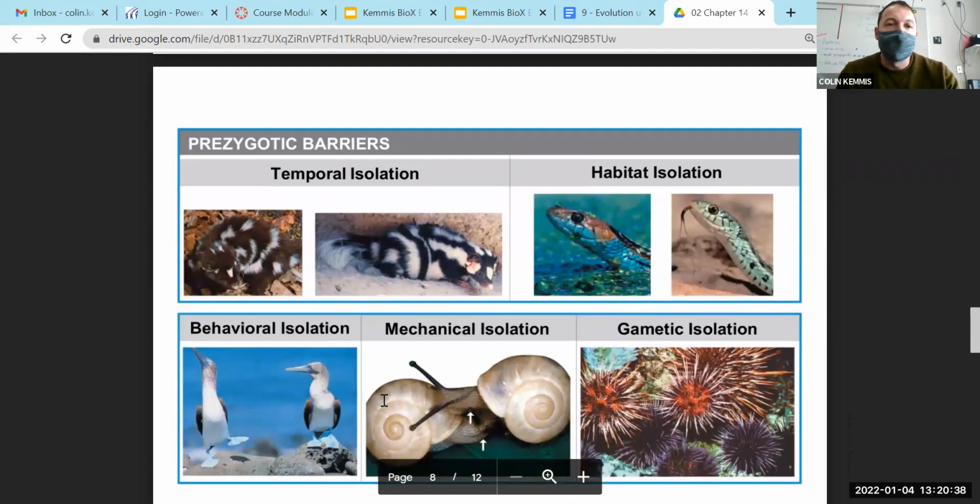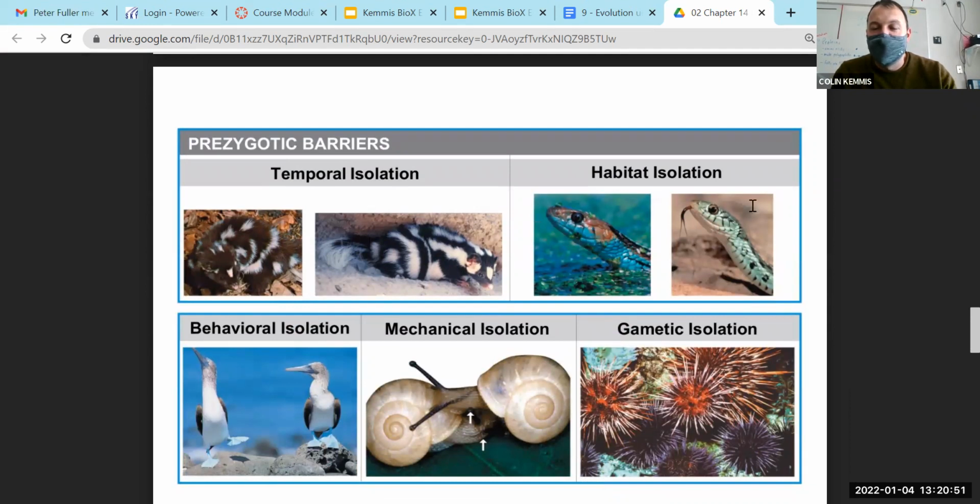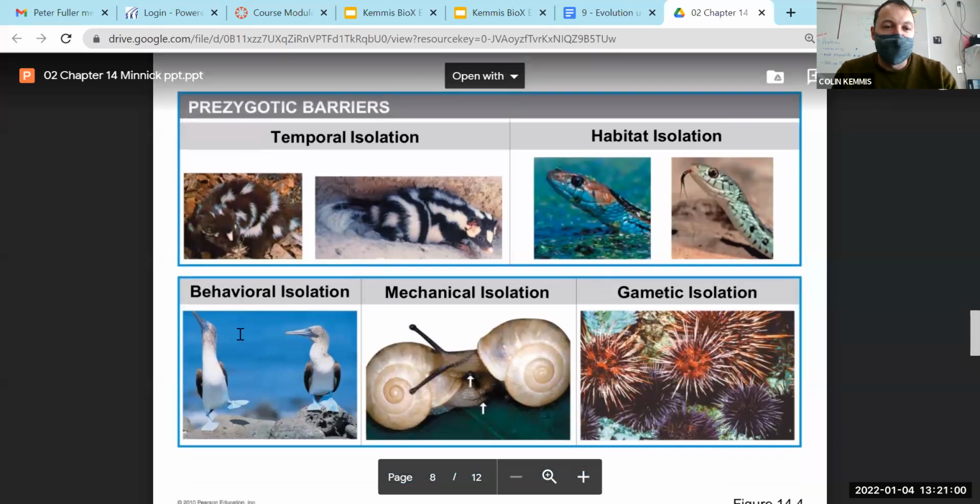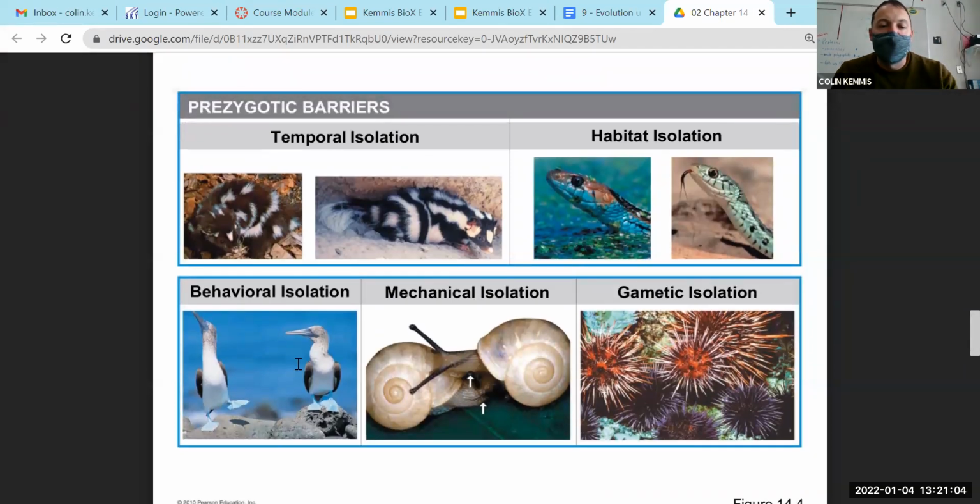The book does a pretty good job of getting examples of this one. Temporal isolation is separated by time. They breed at different times of the year. Habitat isolation: look carefully behind the snakes. This one lives in water, this one lives mostly on the land. Yeah, they're not going to meet. They live in different habitats. These are from the Galapagos Islands here. They have a different mating dance, a courting ritual.